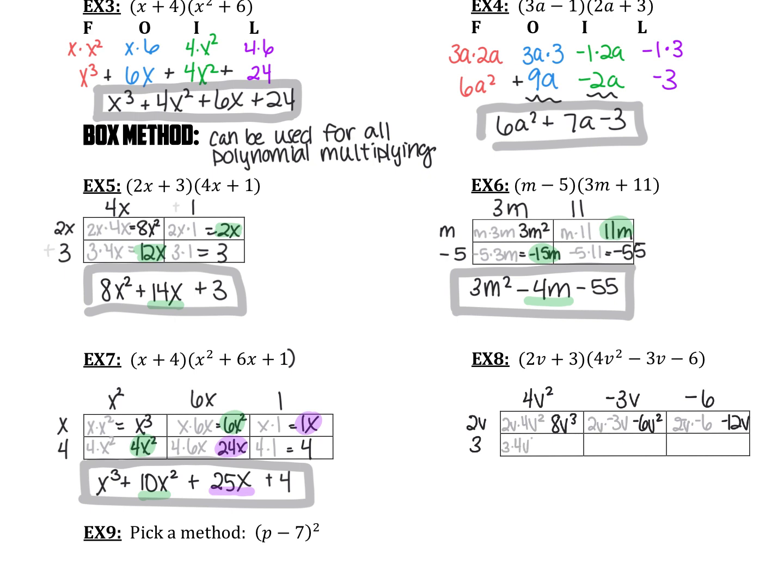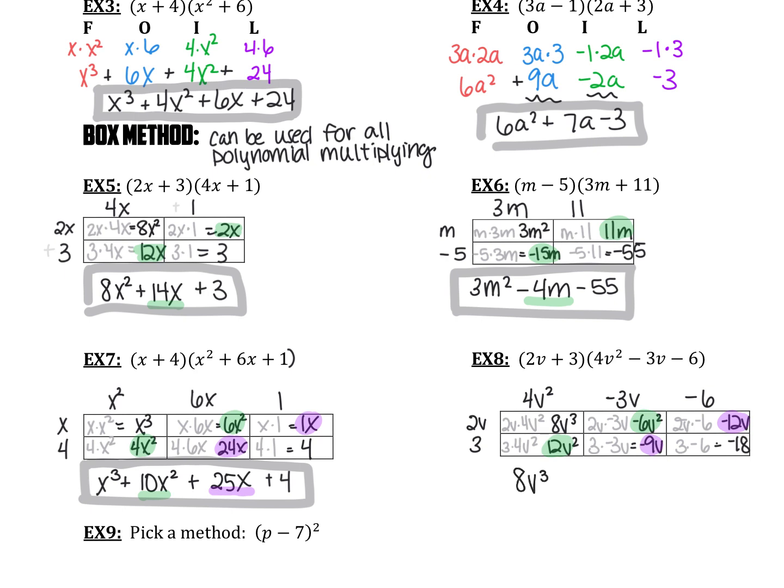3 times 4v squared gives me 12v squared. 3 times negative 3v equals negative 9v. And then 3 times negative 6 gives me negative 18. And now I'm going to see if I have any like terms. Well, I happen to have a negative 6v squared and a positive 12v squared. I also happen to have a negative 9v and a negative 12v. So now I'm going to combine like terms.